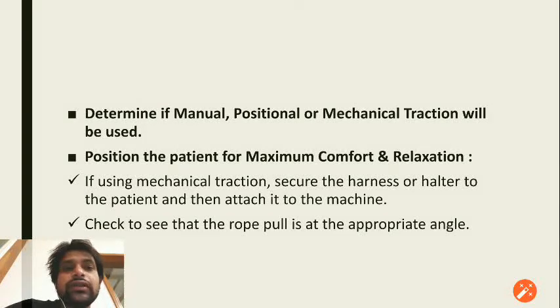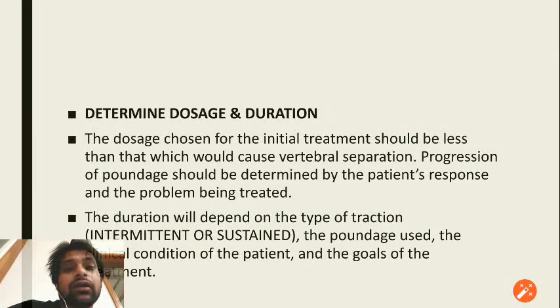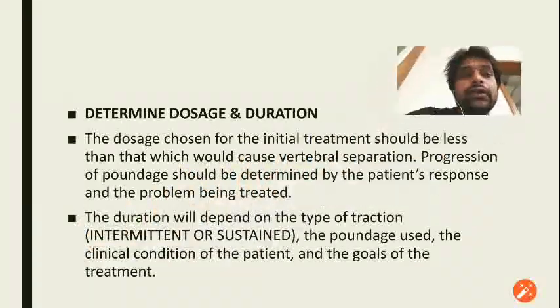Next is to position the patient for maximum comfort and relaxation. The therapist should find the most comfortable and relaxed position for the patient. If using mechanical traction, secure the harness or halters to the patient and then attach it to the machine, and check that the rope pull is at the appropriate angle. Then determine dosage and duration.